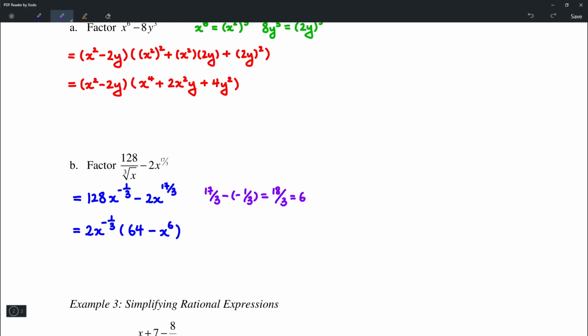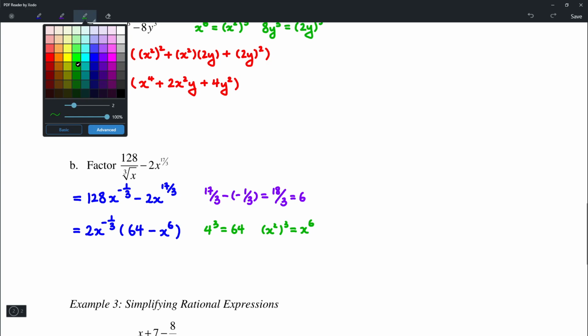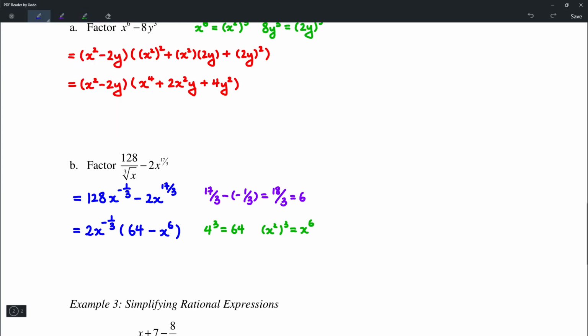Okay, so notice that 64 is a perfect cube, and so is x to the 6th power. So very similar to the previous example, right? 4 cubed is 64, and x squared cubed is x to the 6th power. So again, we can use the equation above to expand this, or to simplify it, depending on how we look at the simplification of expressions.